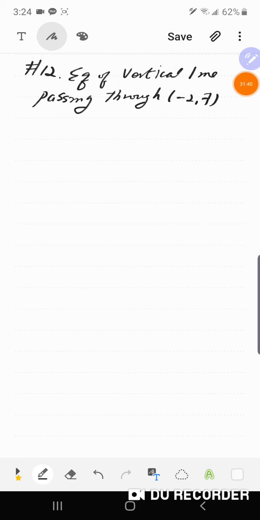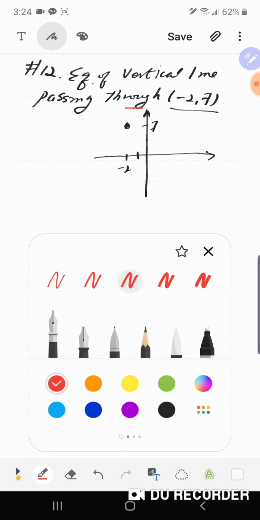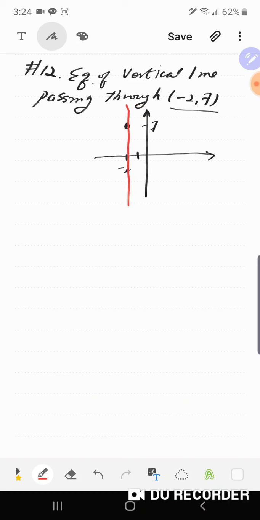Okay, for number 12, we want to find the equation of the vertical line passing through this point. Let me draw a point so that we can understand better. This point is negative 2 and 7. Let's say this is 7, negative 2. So this is the point. The only vertical line that passes through this point is this guy, right? Then the equation of a vertical line is what?